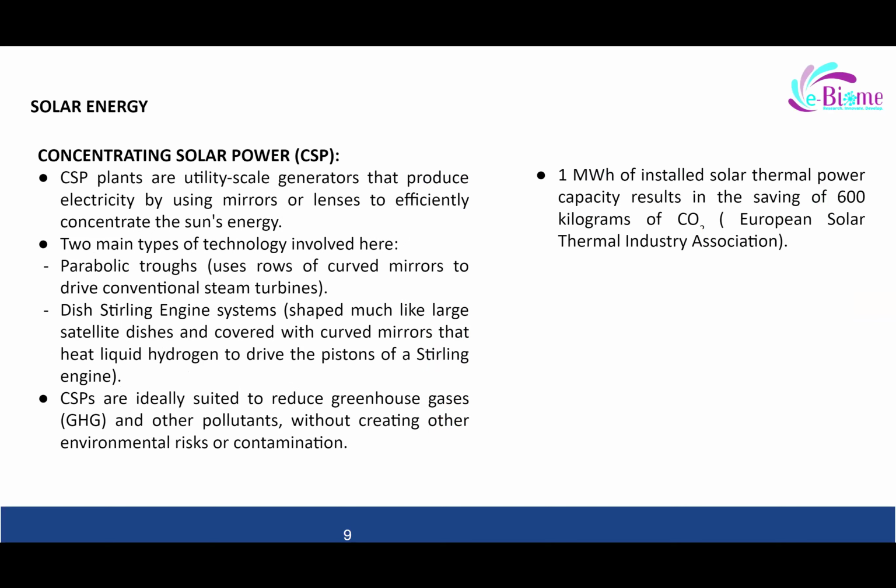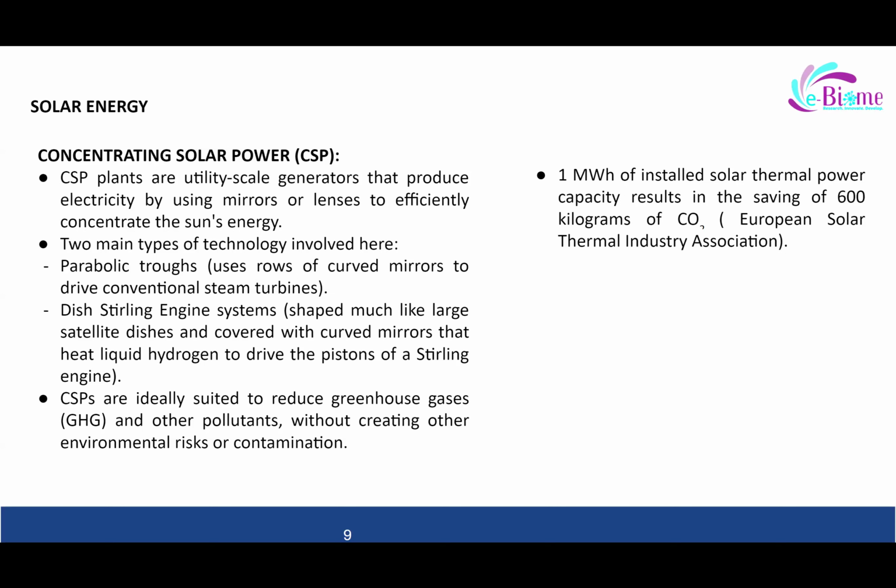Another technology within the solar energy system is concentrating solar power, CSP. CSP plants are utility scale generators that produce electricity by using mirrors or lenses to effectively concentrate the sun's energy. I will show you a sample of it in a bit. There are two main types of this technology, that is parabolic troughs, which use rows of curved mirrors to drive conventional steam turbines. I will explain that also in a bit. And the Stirling engine system, which is shaped much like large satellite dishes and covered with curved mirrors that heat liquid hydrogen to drive the piston of a Stirling engine.